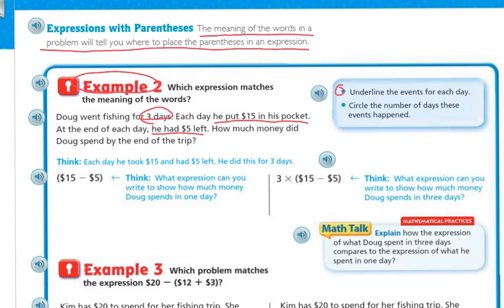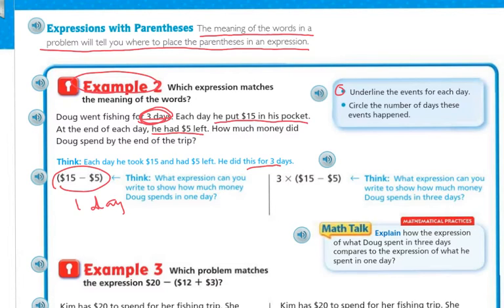So think about it. Each day he took $15 and had 5 left, and he did this for 3 days. So if I have 15 minus 5, that would be the expression you can use to show what money Doug spent in 1 day. I'm not asking you to solve how much money that would be, but just know that. So if this is representing 1 day, well, we need to get to 3 days because that's how long it went on.